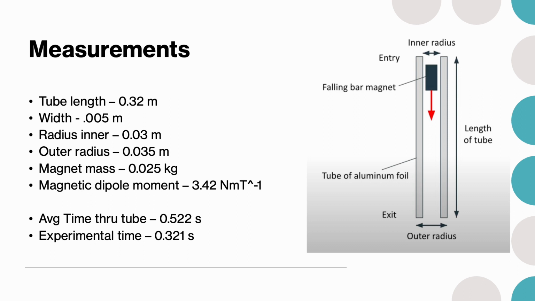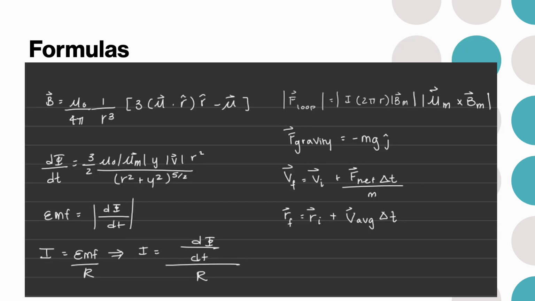So the average time it took for the magnet to fall through the tube during the experimental trials was 0.522 seconds, but the experimental time via the computational model was 0.321 seconds. These are some formulas that we need to know for this experiment. We won't go over them in detail right now, but we will be using them to analyze our data later.